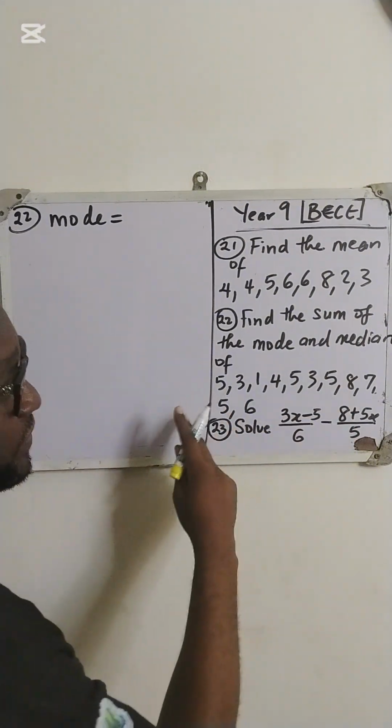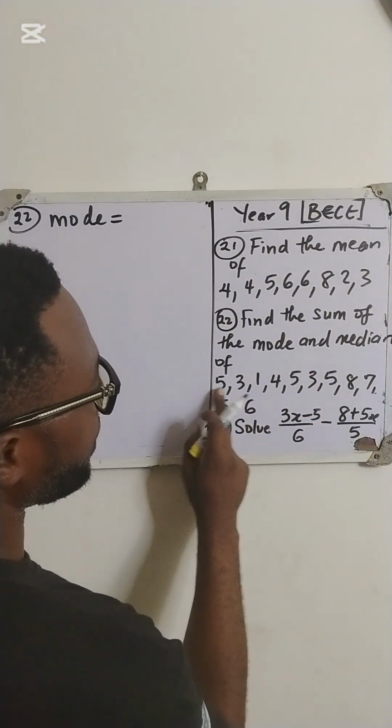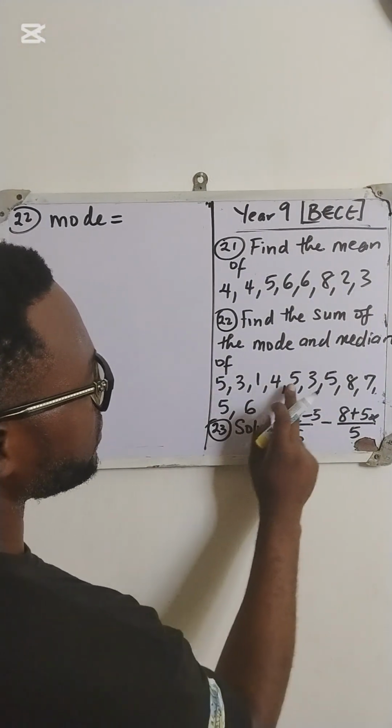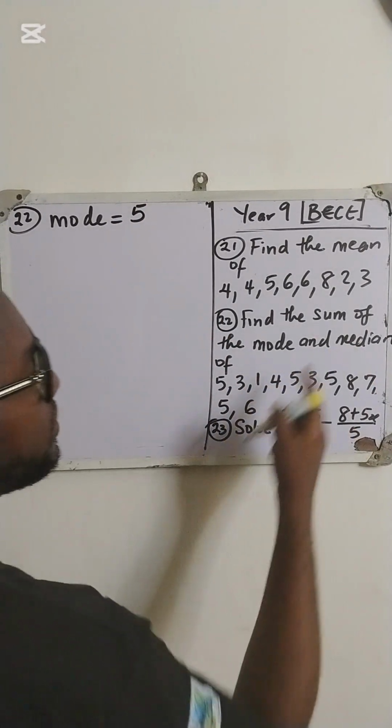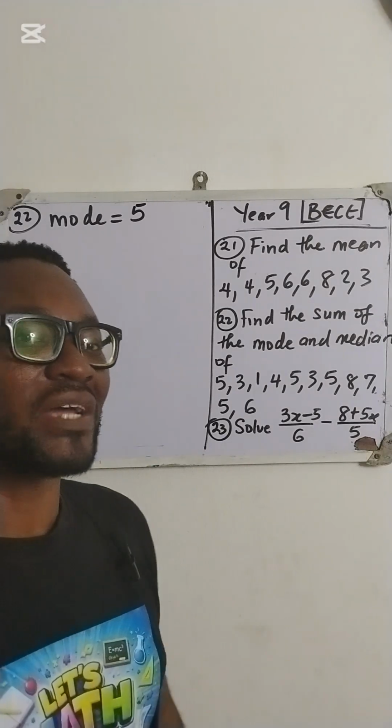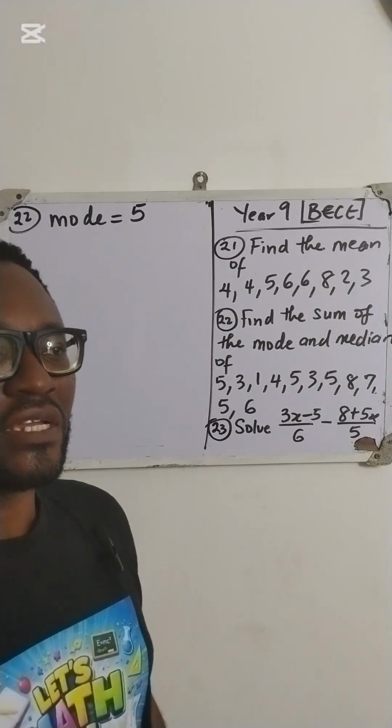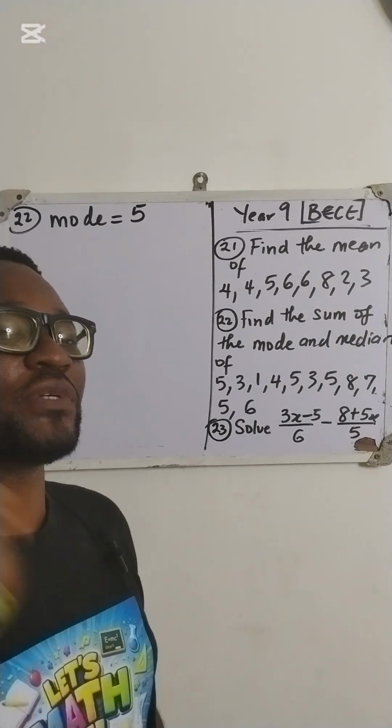So let's just check our face value. 5 appeared 1, 2, 3, 4 times. So the mode is what? 5. Okay. What of the median? Now, median is the middle number after arranging in either ascending or descending order. Don't forget you must arrange. If you don't arrange, you get the wrong answer.